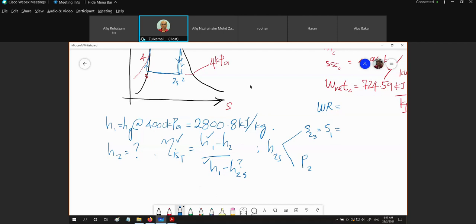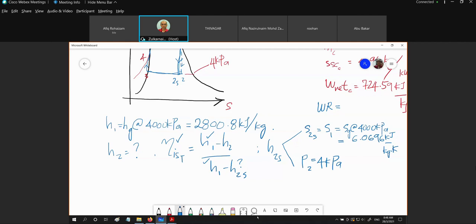Can you guys get for me what S2S is right now? S2S should be equal to S1. And what is S1? S1 is equal to Sg at 4,000 kPa, which is 6.0696. Thank you. And the unit is kilojoule per kilogram Kelvin. This value of S2S is at the pressure of 4 kilopascal. So we need to get H2S.